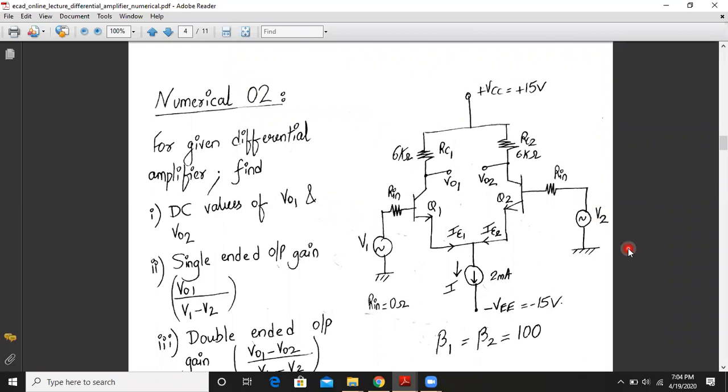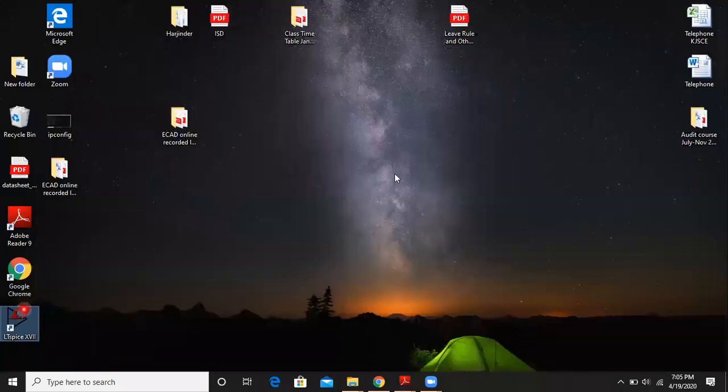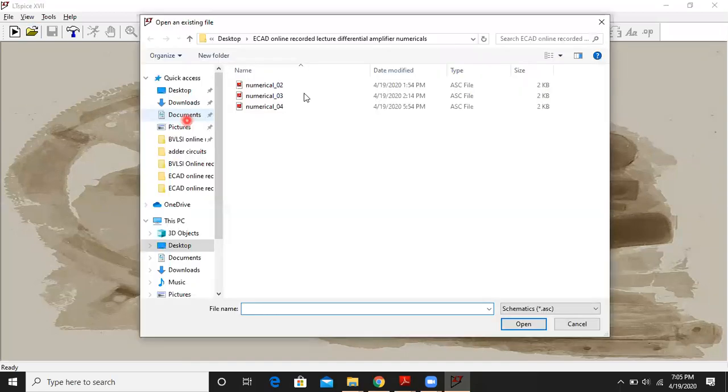What we will do is quickly simulate this circuit in LTSpice and check whether the results are matching or not. So we will keep this window minimized over here, and we will open LTSpice. By now all are familiar with LTSpice and how to simulate circuits. So let us open numerical number 2.